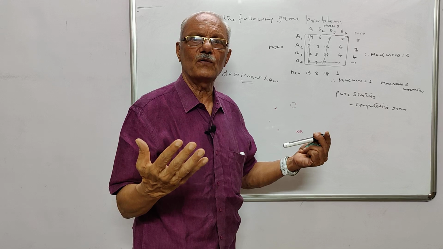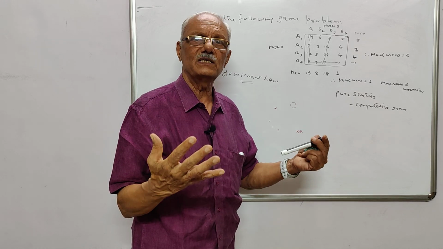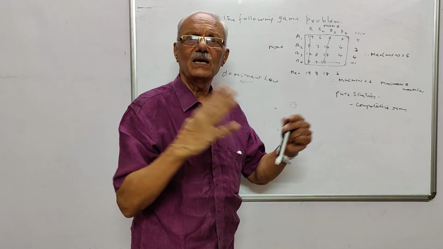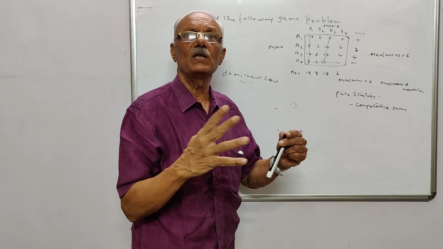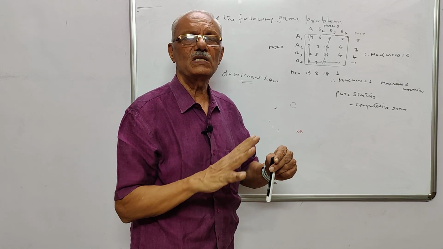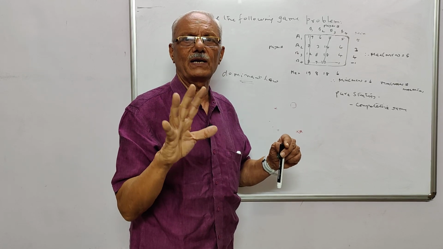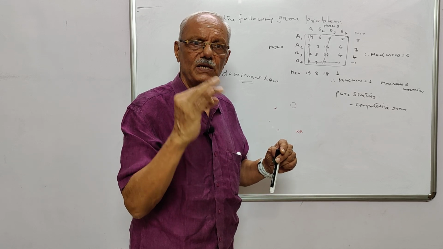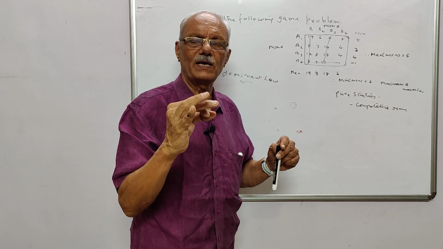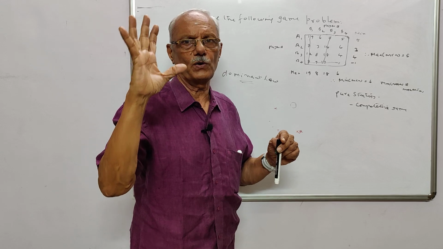can play, any number of teams can be there, any number of players can be there. Ultimately 2 players or 2 teams only come into play. So you see that it is going to be a 2 cross 2 matrix only. So we must try and bring it to a 2 cross 2 matrix in order to solve the problem.